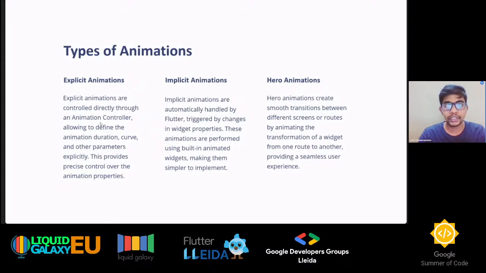And implicit animations are ones we don't need to control explicitly. They are just available in Flutter, and we are using them implicitly. Hero animations are used when we are moving from one screen to another, or from one route to another. Let's see some code examples.